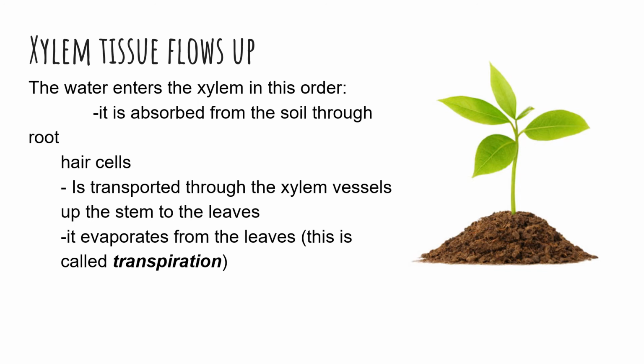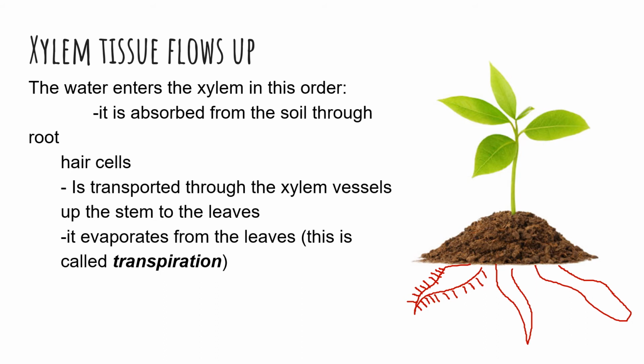The water enters the xylem in this order, okay? It is absorbed from the soil through root hair cells, okay? What's interesting is, I'm going to pretend like these are different roots here for this plant. Clearly they're not, but we can pretend. Each of the roots, if you were to put them under a microscope, they have tiny little hairs sticking off of them, okay? And these hairs, their job is to suck up the water from the soil, okay? So it's absorbed from the soil through the root hair cells.